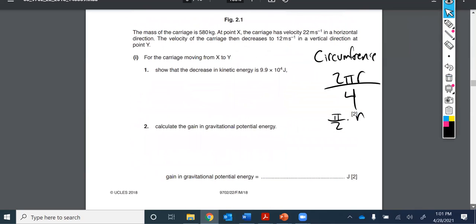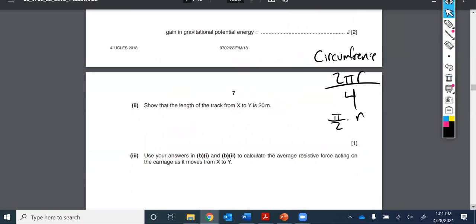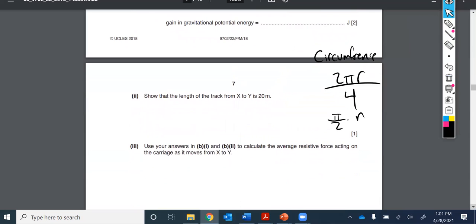So computationally, it ends up being pi over 2 times r, where r is the radius, 13 meters, and that works out to be 20.42, which is indeed about 20 meters. Use your answers in B1 and B2.